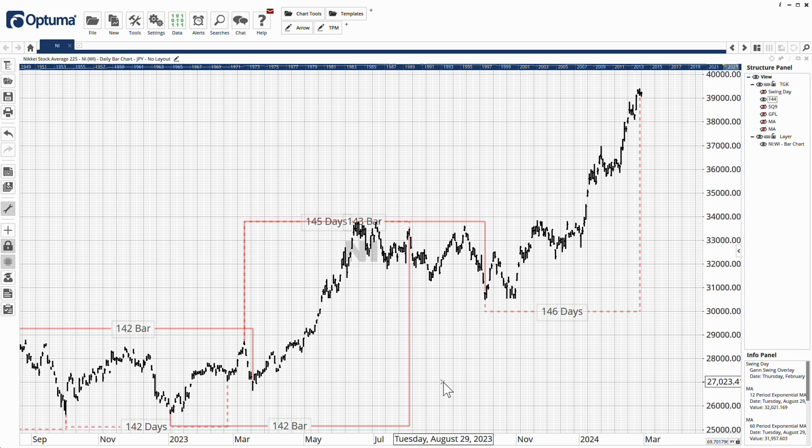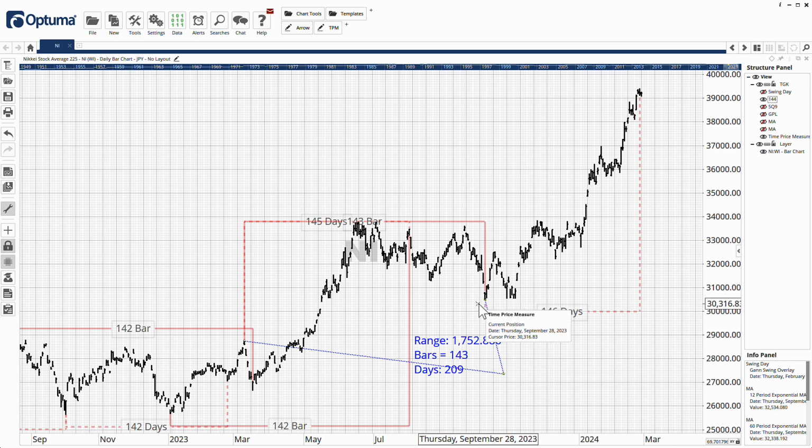So let's just take a look at a manual way of doing it. If we take it from this top through here, I'm just going to take a time price measure tool. And if we run that across, you can see that from that previous peak to this low through here was 143 trading days. Now at this point of time here in October last year, the Nikkei index was definitely sideways.